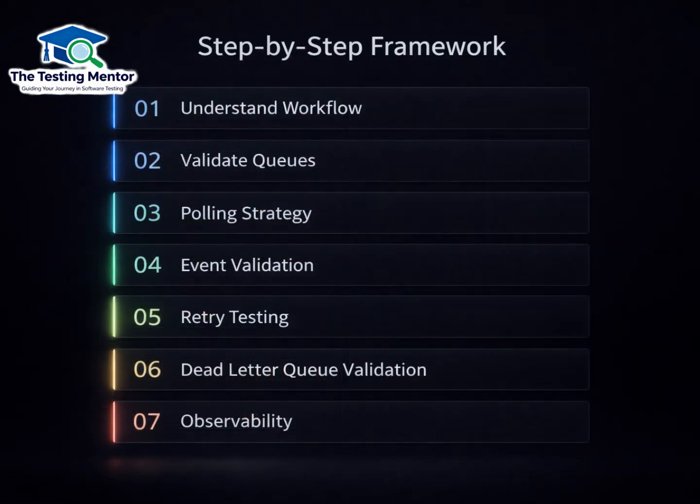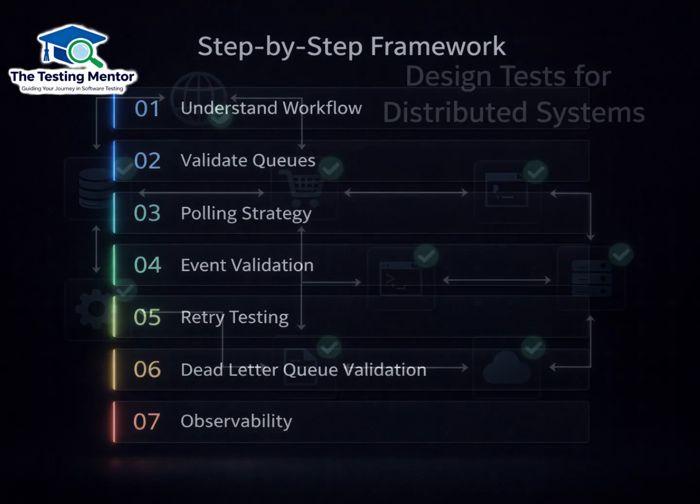A strong interview answer could look like this: understand the asynchronous workflow, identify queues and worker services, avoid fixed waits in tests, use polling to validate final state, validate events in message queues, test retry logic and failure scenarios, verify dead letter queue behavior, and use observability for debugging. This demonstrates system-level testing maturity.